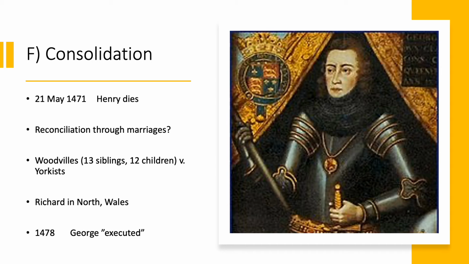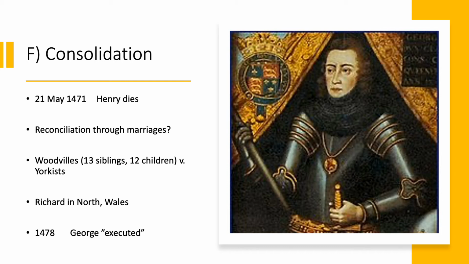On the 21st of May, 1471, King Henry mysteriously dies. They say he died in his sleep. He's probably killed. As long as Henry's alive, there are people who are attempting to return him to the throne, and so Edward eliminates that threat. Edward attempts to reconcile a lot of these Lancastrians with the Yorkists through marriage. He really does believe that this is the way forward to establish permanent peace.